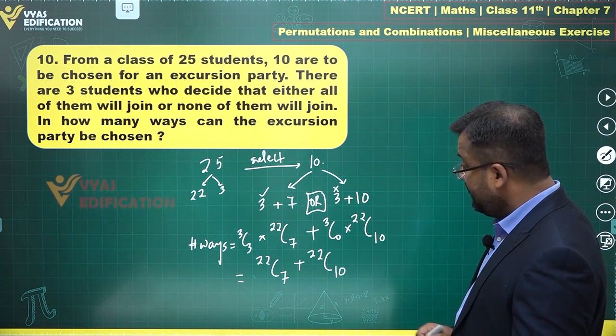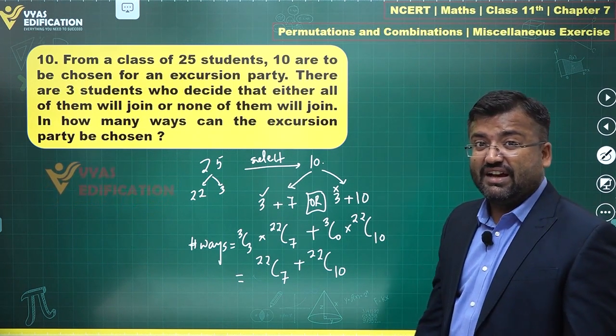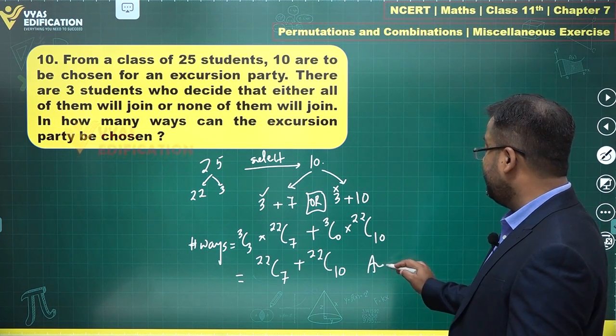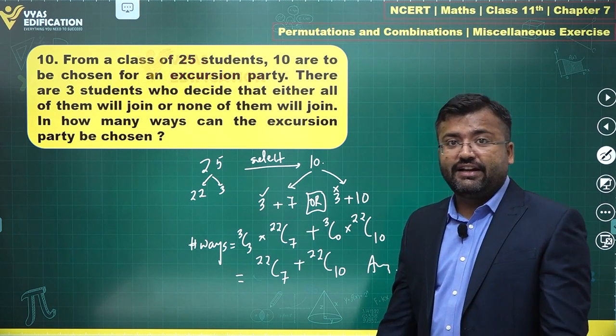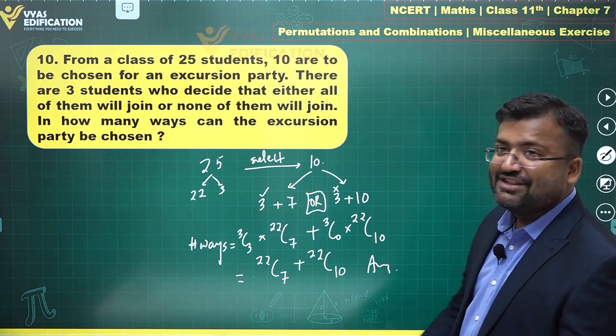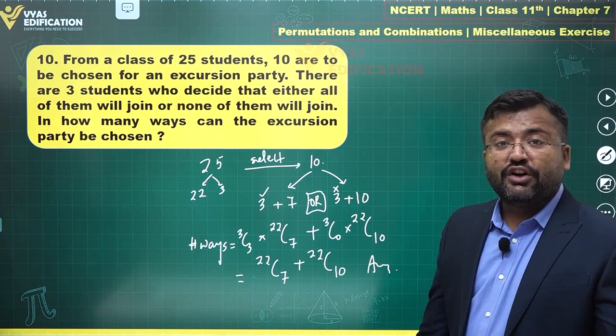And will we calculate this? 22C10 will be very ugly. No, we'll not calculate this. We'll leave the answer at this stage. If you want, you can calculate this value on your own. Try it in your copies. That's the answer for this question over here. Let's move on to the next one.